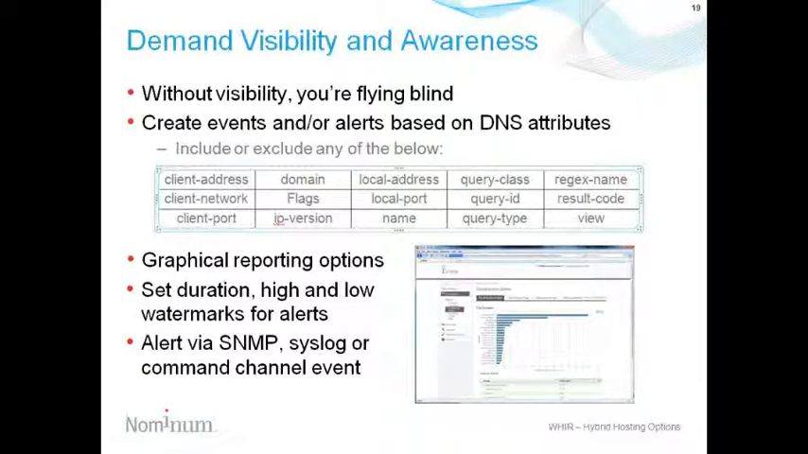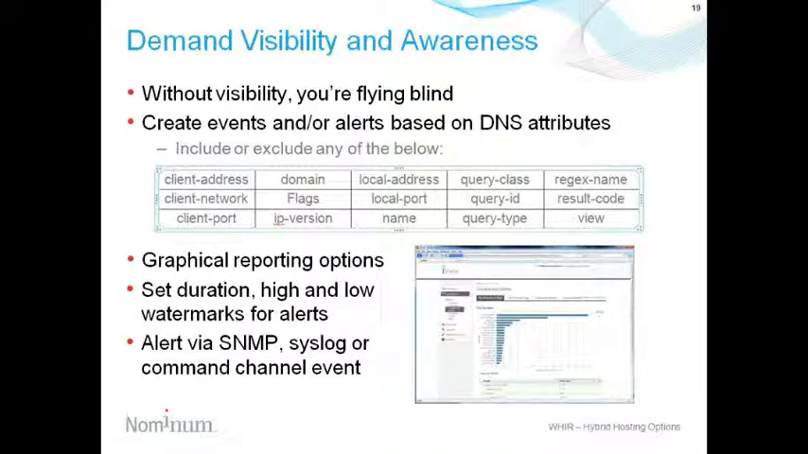So you can see the bullet there at the top. Without the visibility, you're flying blind. So you really want to have the flexibility and the capability to create events for reporting purposes or generate alerts based on any variety of attributes. So setting a threshold on a certain number of queries, setting a threshold on query types, understanding what the query IDs and the result codes are looking like, the IP version, knowing what the top domains and the customers are doing on your network.